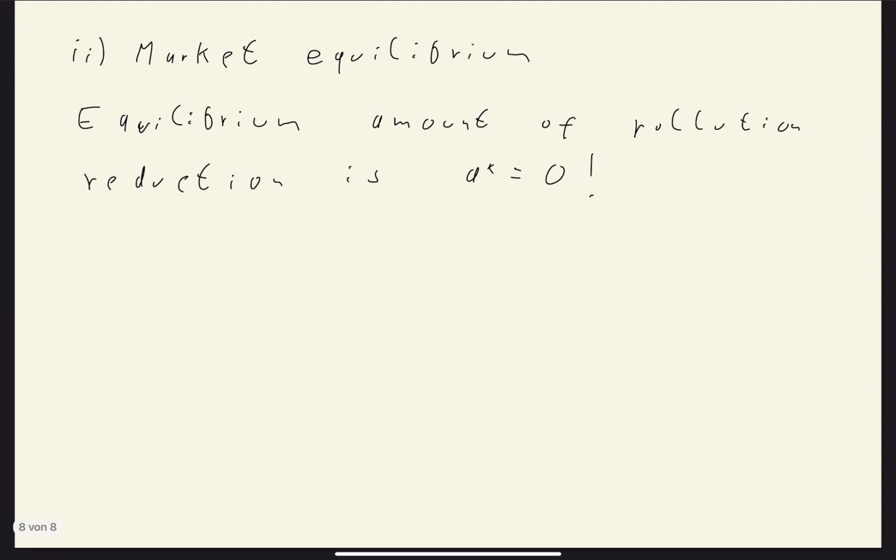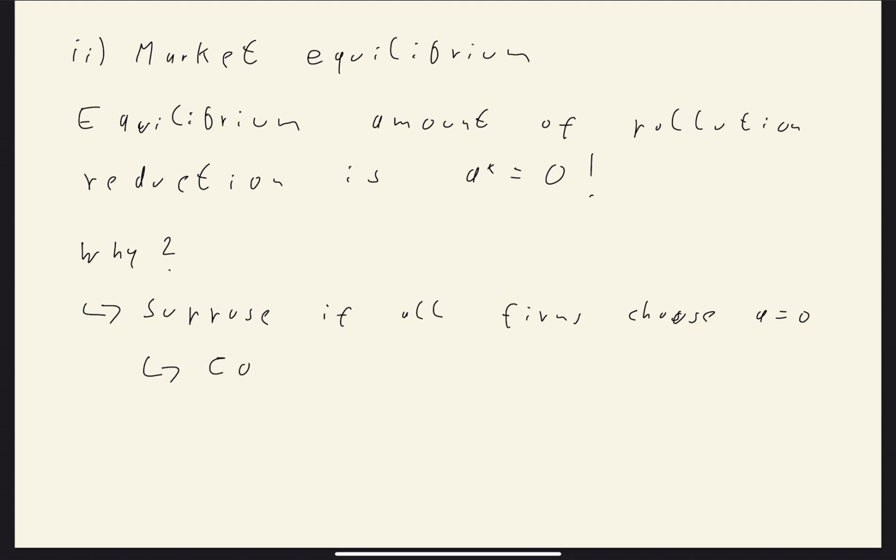So let's go through the reasoning of why this is the equilibrium amount of pollution if we have a market situation. Let me be more precise. Suppose all firms choose A equal to 0. The competitive price of good X is C.